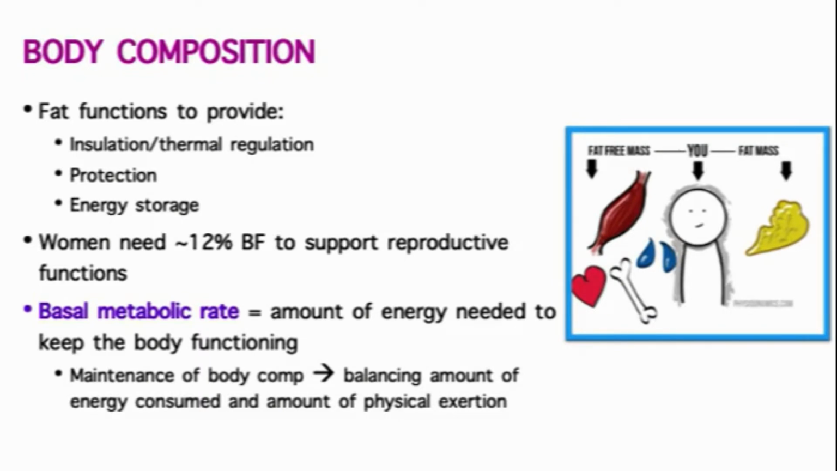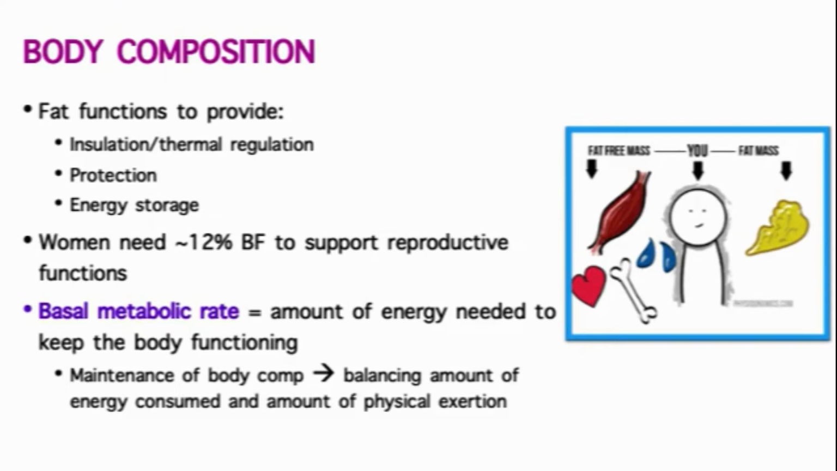But we also have the basal metabolic rate, which dictates how much energy we need to keep the body functioning. So the maintenance of our body composition is going to help balance the amount of energy consumed and the amount of physical exertion we put out, right? So how much food we take in should be balanced roughly with how much energy we are expending on a daily basis. And we can control this body composition typically through diet and exercise.